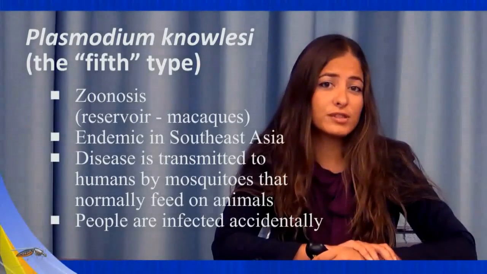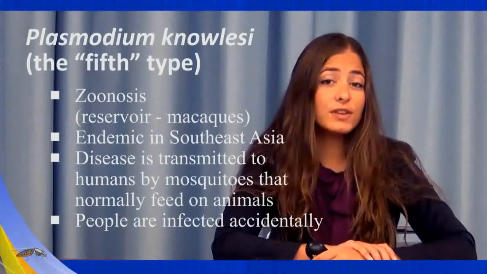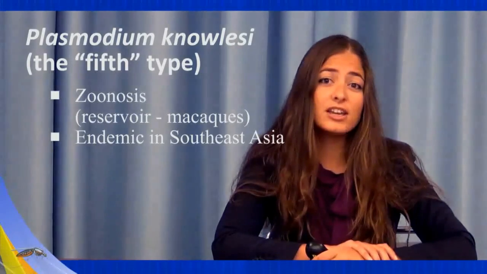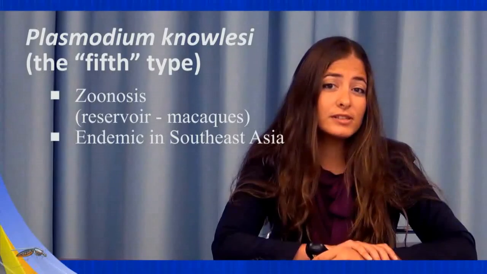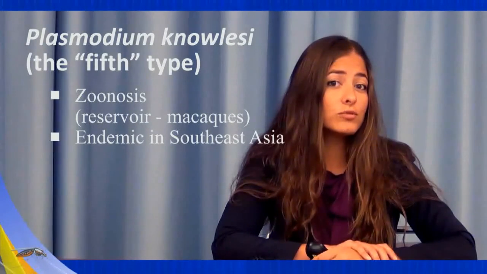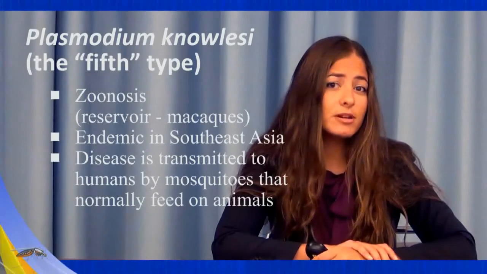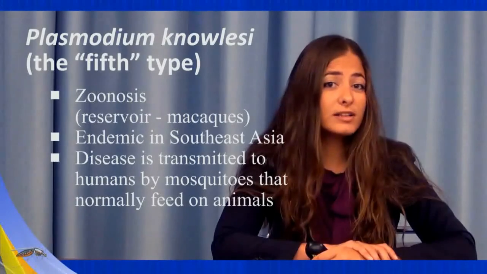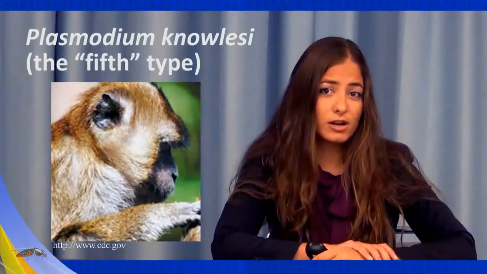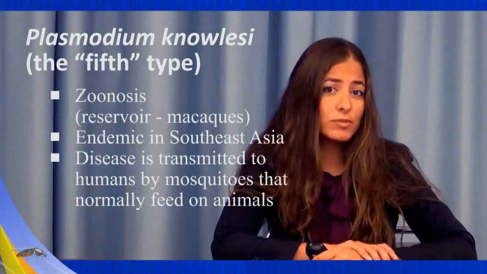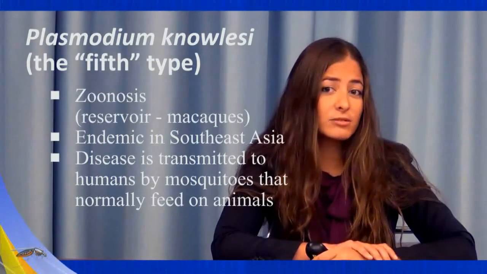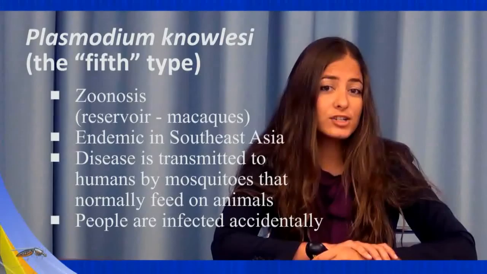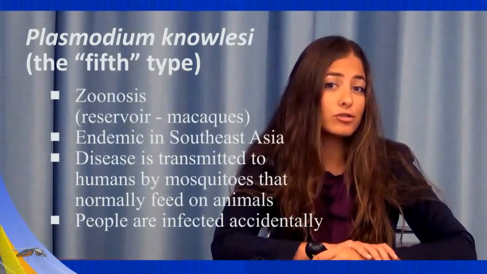Plasmodium knowlesi is a zoonosis and is now recognized as the 5th commonly occurring form of human malaria. It is endemic in Southeast Asia, including some areas previously declared malaria-free or at low risk of malaria. The epidemiology of this disease is very different from other forms of malaria. Plasmodium knowlesi malaria has a monkey reservoir, and disease is transmitted to humans by mosquitoes that normally feed on animals. People become accidentally infected when they enter the ranges of the vector mosquitoes and animal hosts.